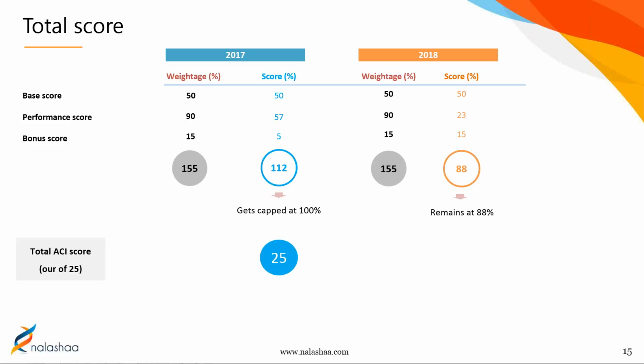So yeah, for 2018, we have 88%. So 88% of 25 would mean 22. So she scored 22 in 2018 reporting year. So this is how the scoring actually gets calculated for the QPP ACI component. Now the golden question.